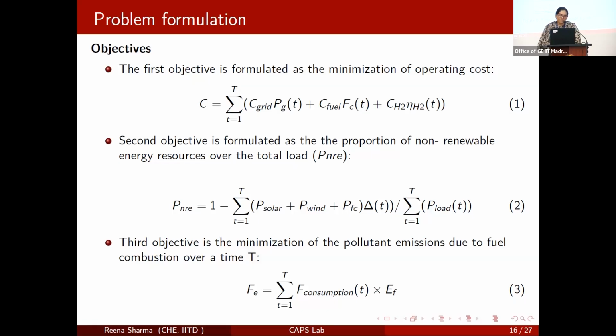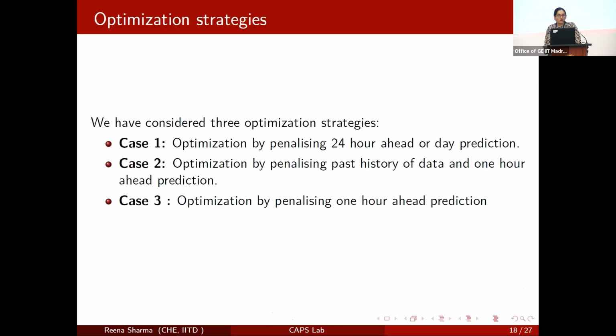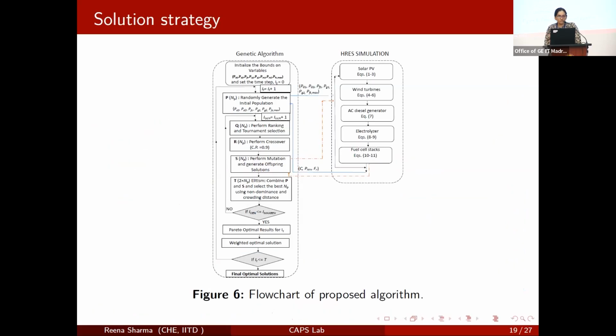So now we come to the point of solution strategies. The flowchart of the proposed algorithm that I considered here is a genetic algorithm. Now, how is the genetic algorithm used with HRAs to calculate the three objectives? Firstly, the inputs used for this program are the wind speed, solar radiation, number of wind turbines, number of solar panels, and the load profiles. In that case, we first initialize the population by calculating the power from solar and wind with the help of solar radiation and wind speeds.